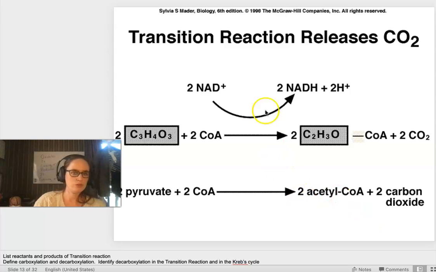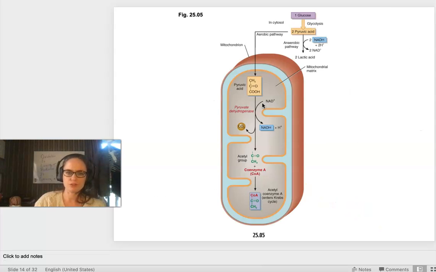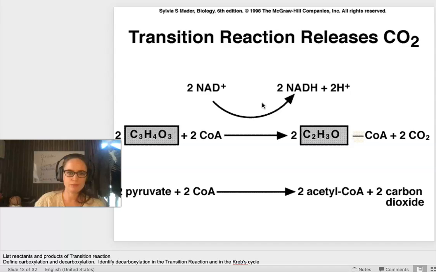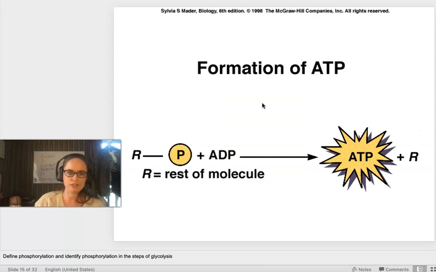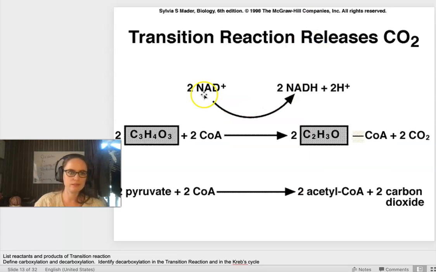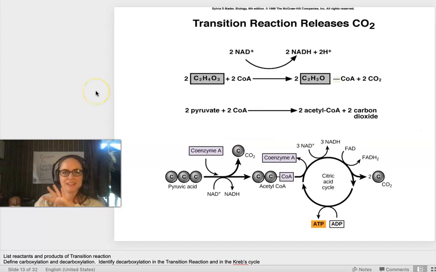Do I have a better one that actually shows the carbon dioxide being left from this? I need a better transition reaction slide. Give me a second to grab that. Okay, I like this a lot better.